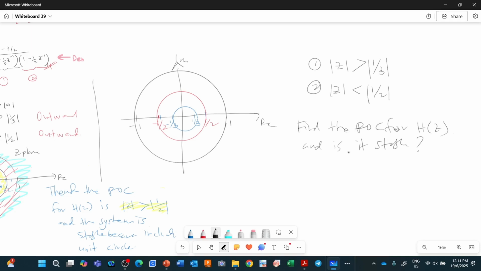What's the definition of stability for Z transform? It must include the unit circle. Does it include the unit circle? Inside the one? No. It must include. We will do an example that includes the unit circle. So basically, everybody get it. Sketching.